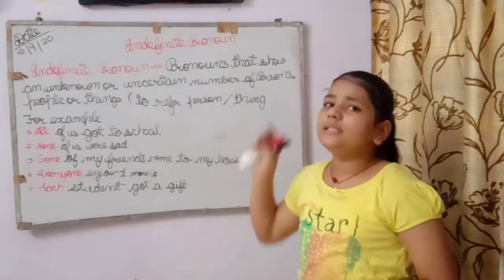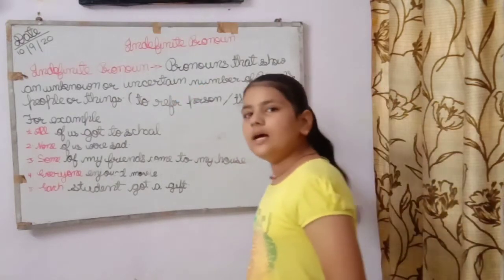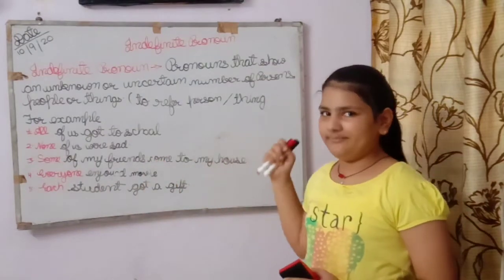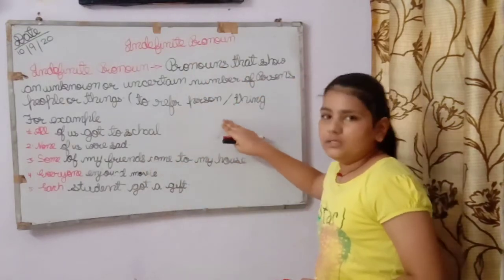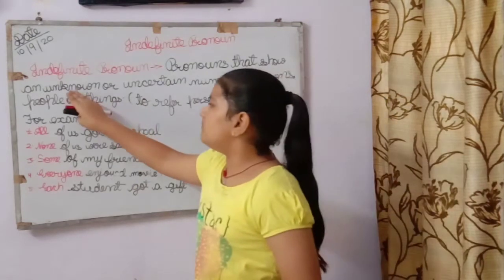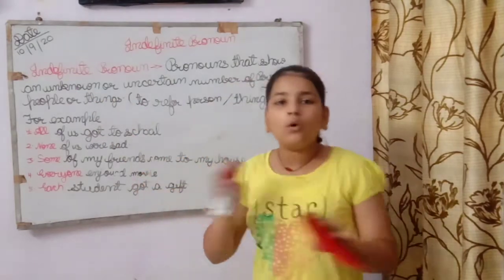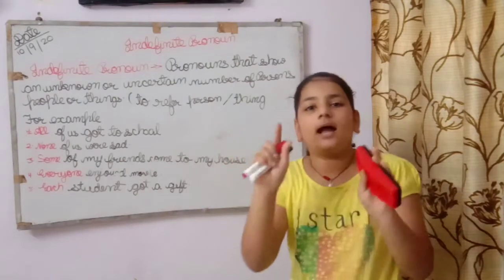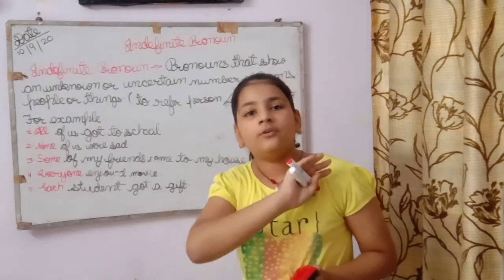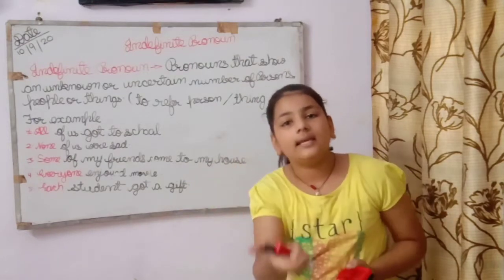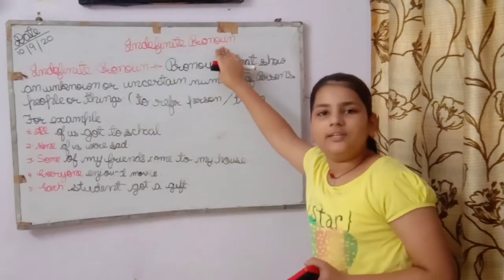What is that? Pronouns that show an unknown or uncertain number of persons, people or things are called indefinite pronouns. In simple language, indefinite pronoun means to refer to a person or thing. Now here, what is the meaning of unknown or uncertain numbers? When we are talking about unknown, it means we don't know who that is. Some words are like this, which tell us only about people but don't show us the exact thing or exact person, animal. So that is called unknown, and that is a common indefinite pronoun.